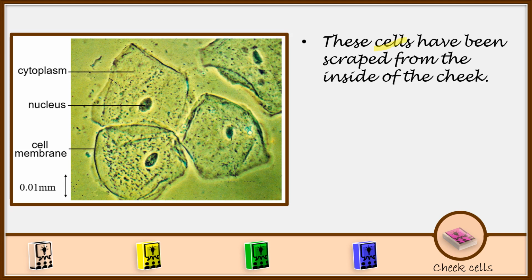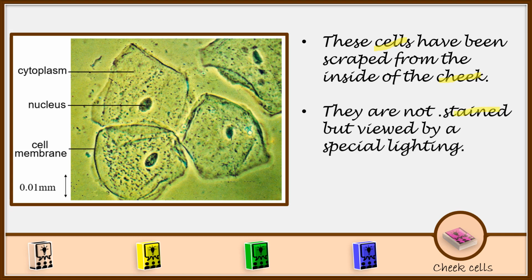These cells have been scraped from inside the cheek. The cheek is inside the mouth. And when you scrape those cells from the cheek and you magnify them, this is what you are going to see. You will see the cells of the cheek. They have the cytoplasm, they have the nucleus, and you will be able to see the cell membrane.